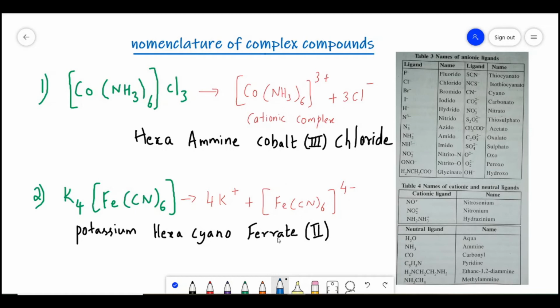In the same way, here the iron is present in an anionic complex, so we write this as ferrate. Suppose it is present in a cationic complex, then you can write this as iron, oxidation state 2. That's all.